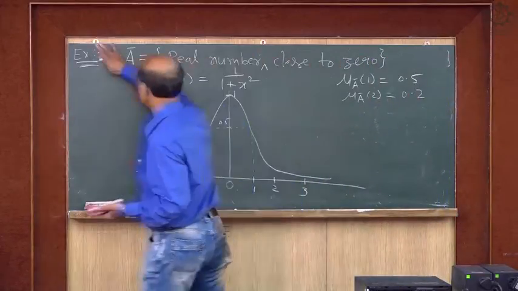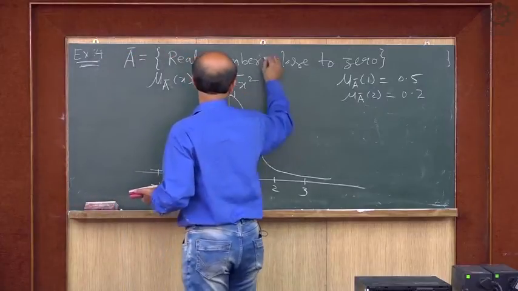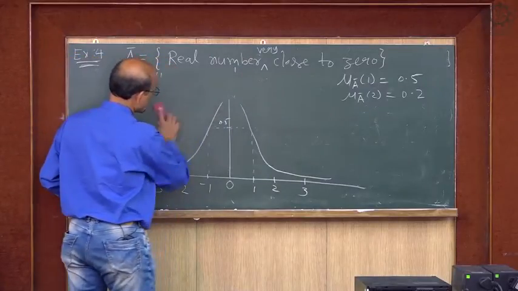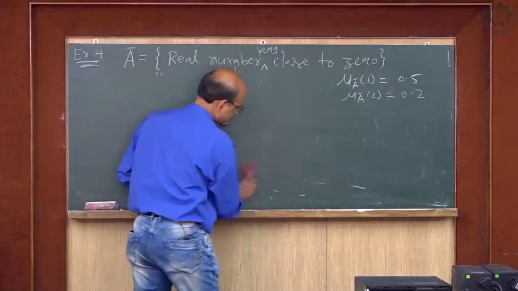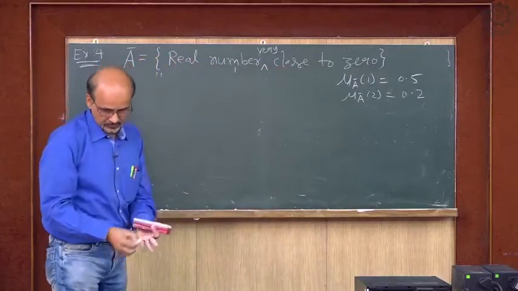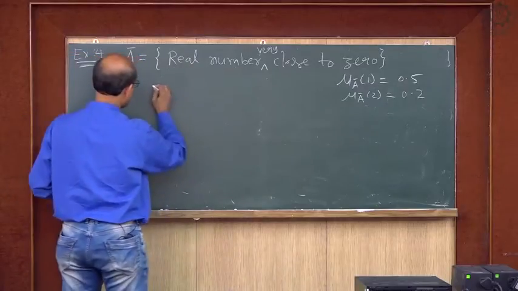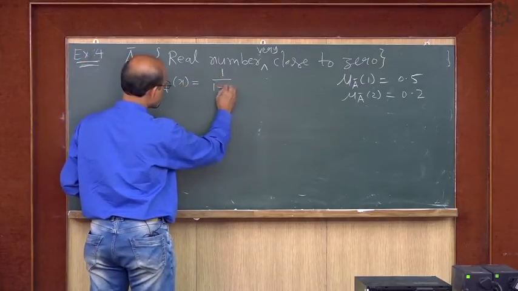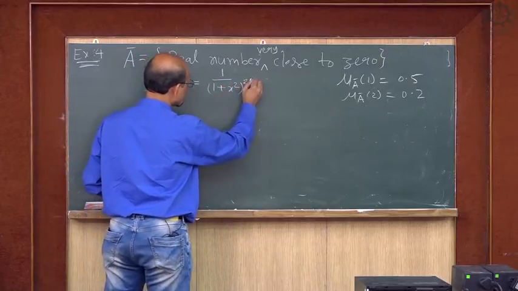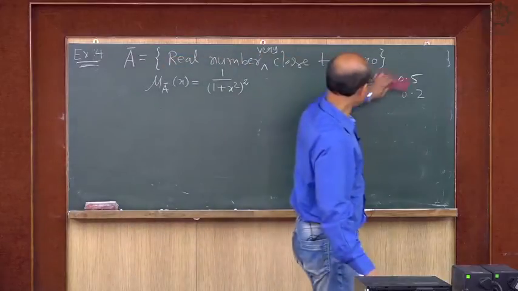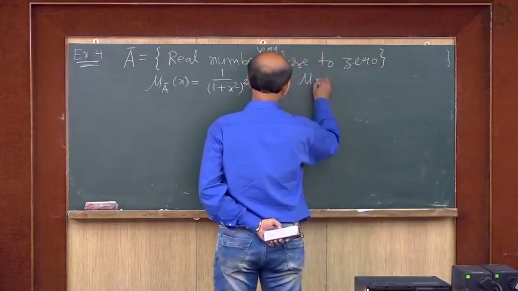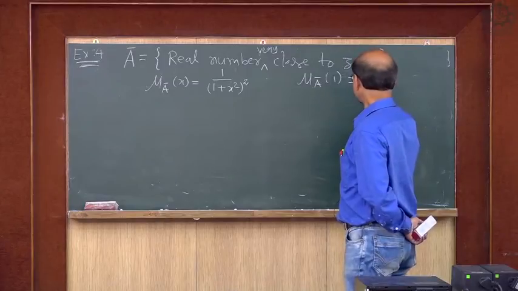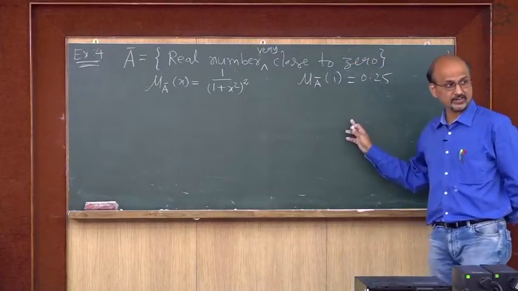Now, next example 4. Real number very close to 0. Now, if it is very close to 0, then we have to define the membership function accordingly. In this case, very close to 0, we can define mu a bar x equal to 1 by (1 plus x square) whole square. Now, you see what you are getting. In this case mu a bar 1 will be what? 0.25. You see the change? See the change, very close to 0.